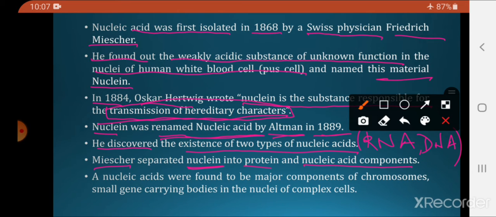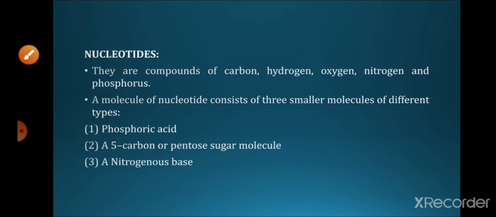Later Miescher separated the nuclein he had discovered into what? Protein components and nucleic acid components. The nucleic acids were found to be major components of chromosomes, the small gene carrying bodies in the nuclei of the complex cell. So nucleic acids are the major component of chromosomes, and these chromosomes are the small gene carrying entities in the nuclei of the complex cell.